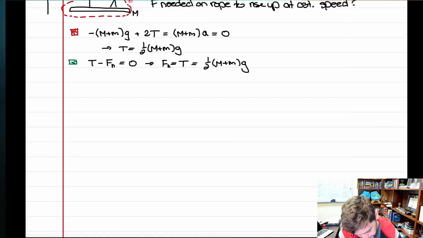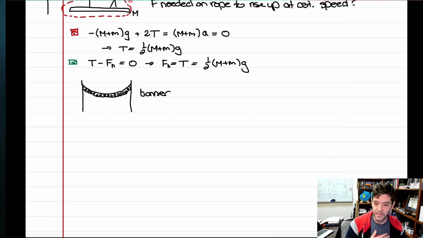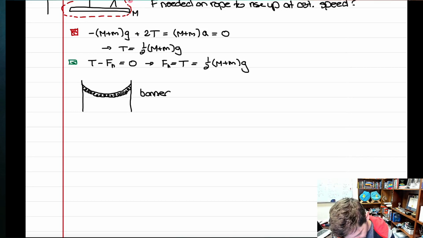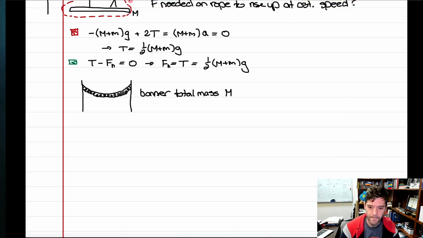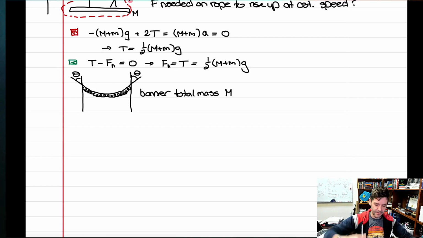One more. Suppose between two walls you hang a banner. And this banner has some total mass m, and it's uniformly distributed through the banner, so it's not weighted awkwardly on any one side. You measure that the angle the banner makes at the edge, where it attaches to the wall, is theta.